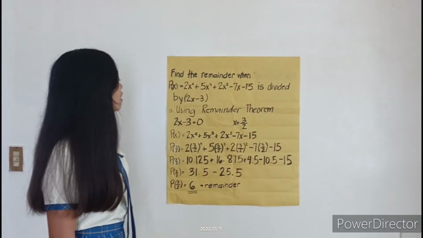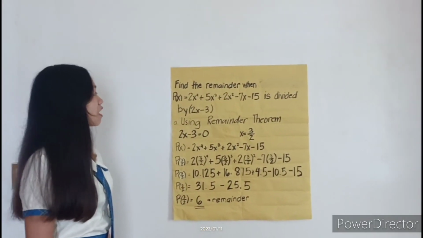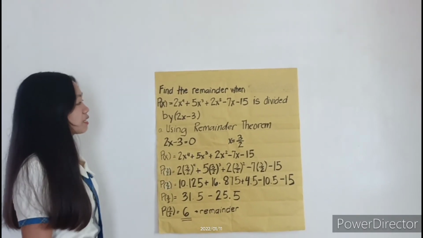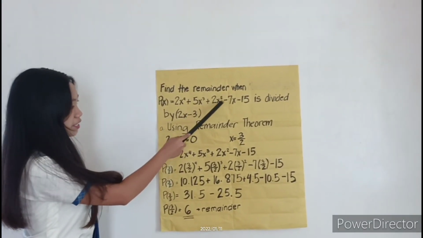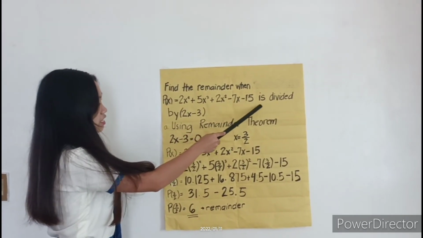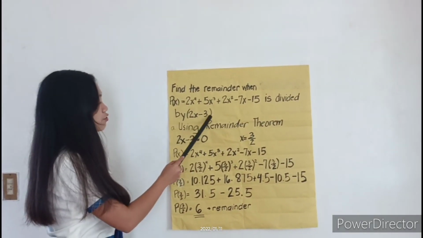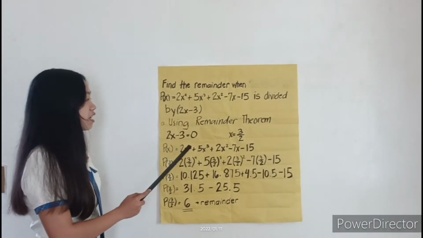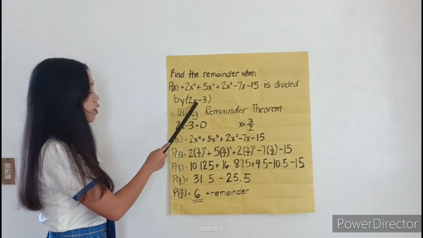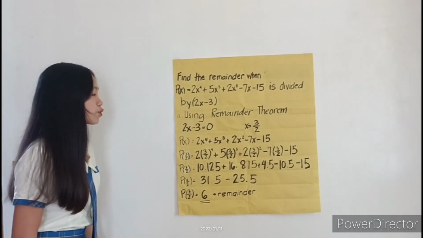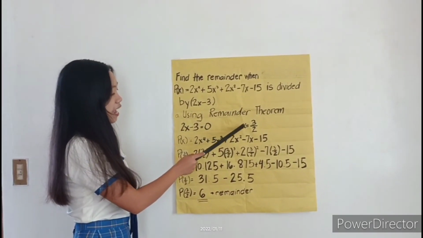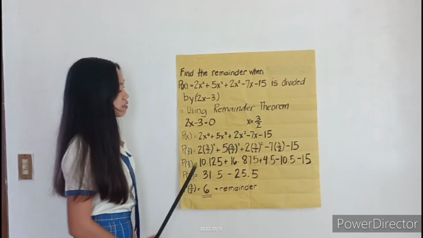Let's have example number 2. Using remainder theorem, find the remainder when p of x equals 2x raised to 4 plus 5x cubed plus 2x squared minus 7x minus 15 is divided by 2x minus 3. The first thing we have to do is get the value of our divisor, which is 2x minus 3, and equate it to 0. So we have 2x minus 3 equals 0. Then the value of our x will be 3 halves.